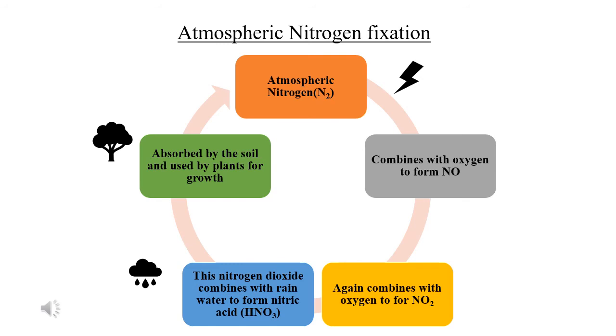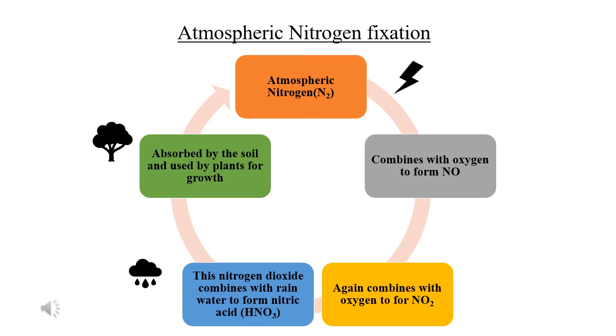Now this NO2 further combines with rain. Now after lightning and thunder we have rain, right? So by the time there is rain, we have NO2 which is formed in the atmosphere. This NO2 reacts with rainwater to form nitric acid, which is HNO3. Now this nitric acid comes down along with the rainwater and gets absorbed into the earth's surface. So the soil absorbs HNO3 and makes this nitrogen available for the plants to grow.